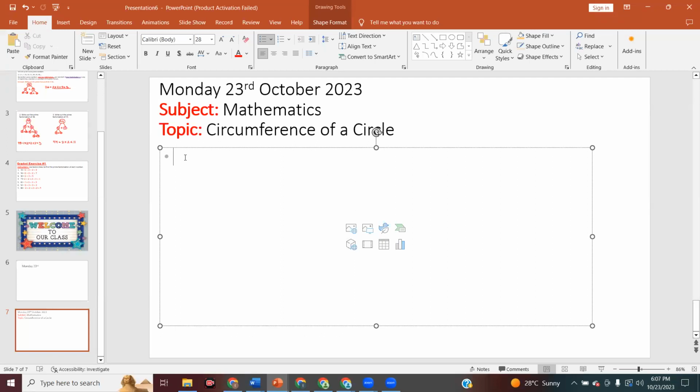So today we're going to be looking at the circumference of a circle, because we did different shapes and their perimeter, but have you noticed that we haven't looked at the perimeter of a circle? There's a special way wherein we can find the perimeter of a circle, or the circumference of a circle, and that's what we're going to be looking at today.